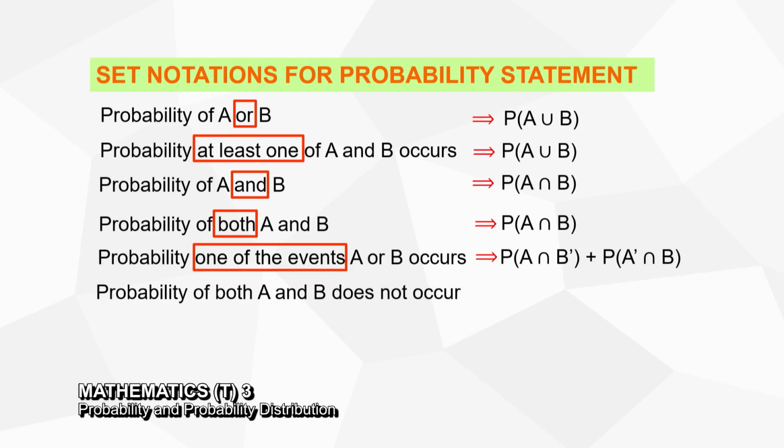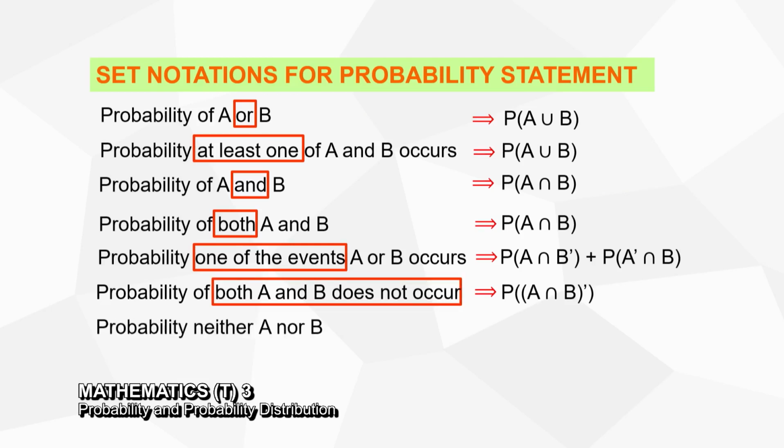Next one is probability both A and B do not occur. So clearly we can see both A and B do not occur. Here we can see very clearly A intersect with B. Why A intersect with B, Sean? Because of the both. Yes. Does not occur, prime. That's right. Okay, then we continue.